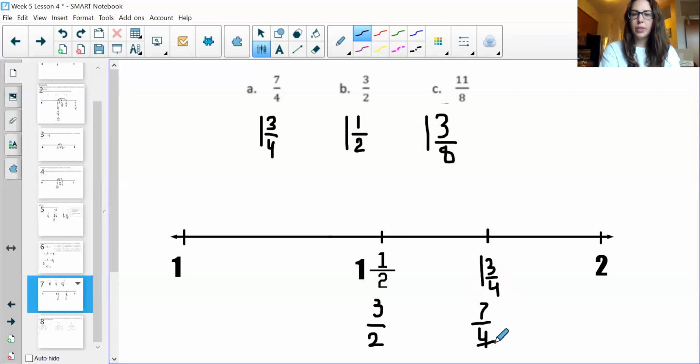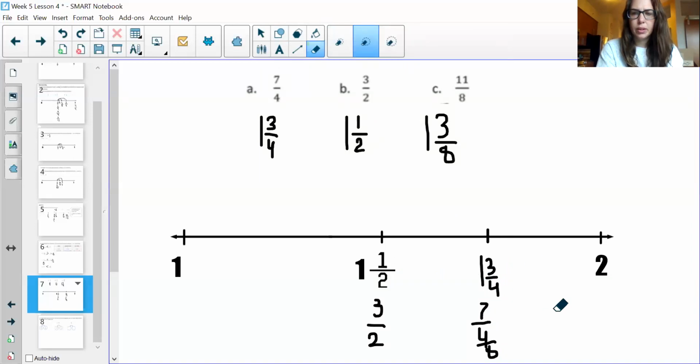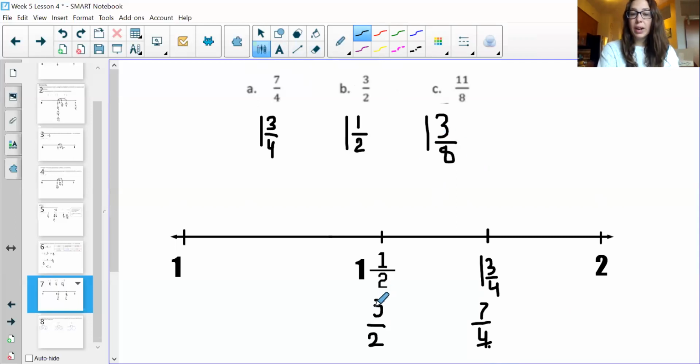And 1 and 3/8. Well, I know that 4/8, oh, here, let me erase that. I know that 4/8 is equal to 1/2, or 1 and 4/8 would be equal to 1.5. So 3/8 is going to just be 1/8 less, so that goes over here. 1 and 3/8.